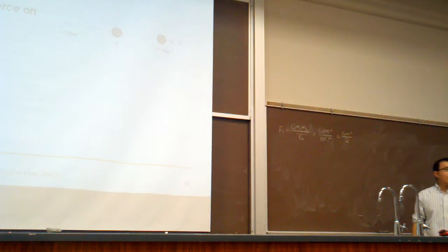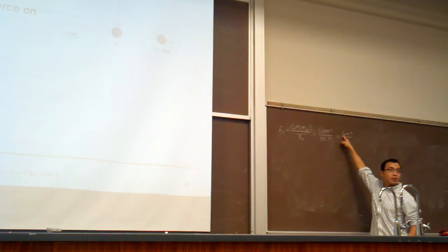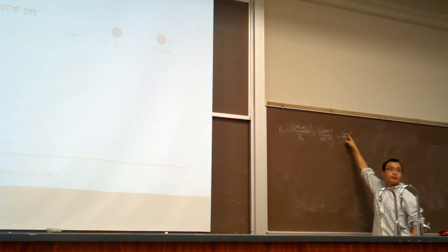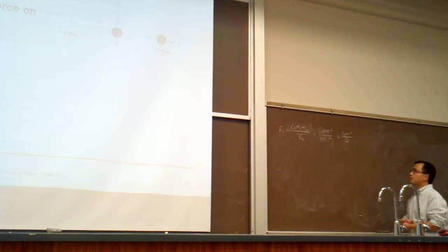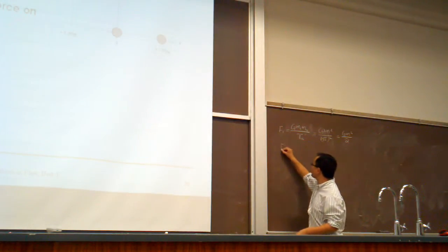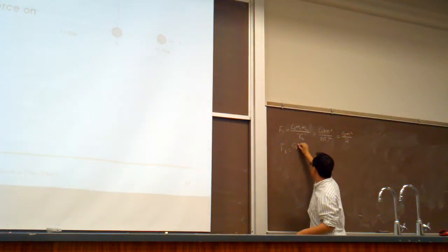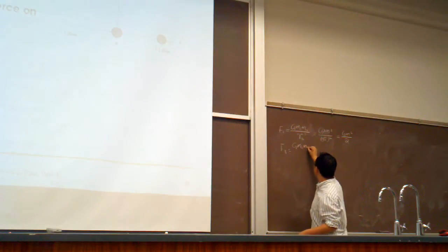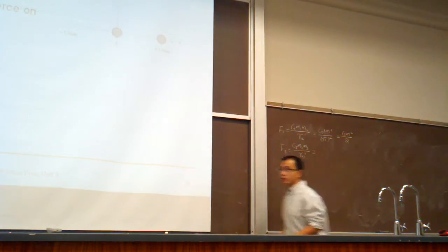Here I don't want to substitute the numbers for G and M, because I want to postpone this to the last step. And then you can calculate F3, which is G M2 M3 divided by R23 squared.